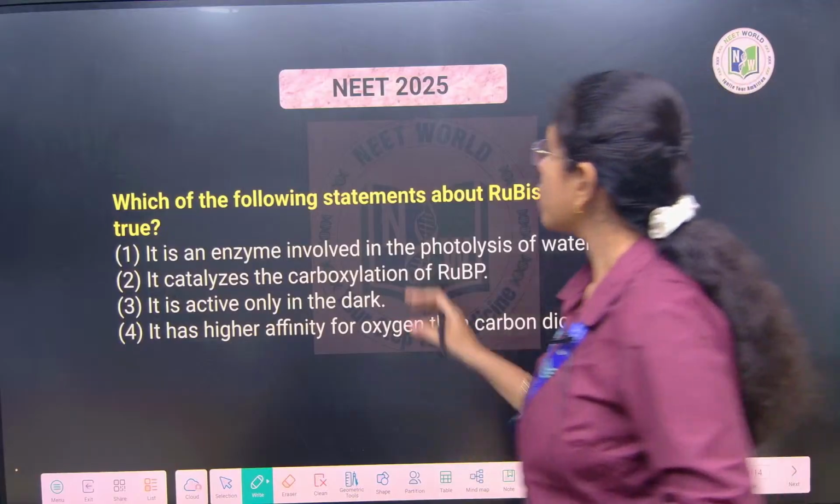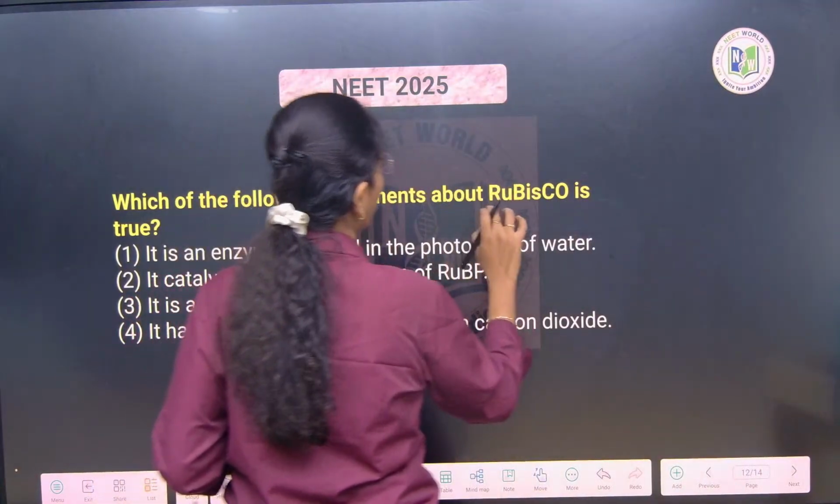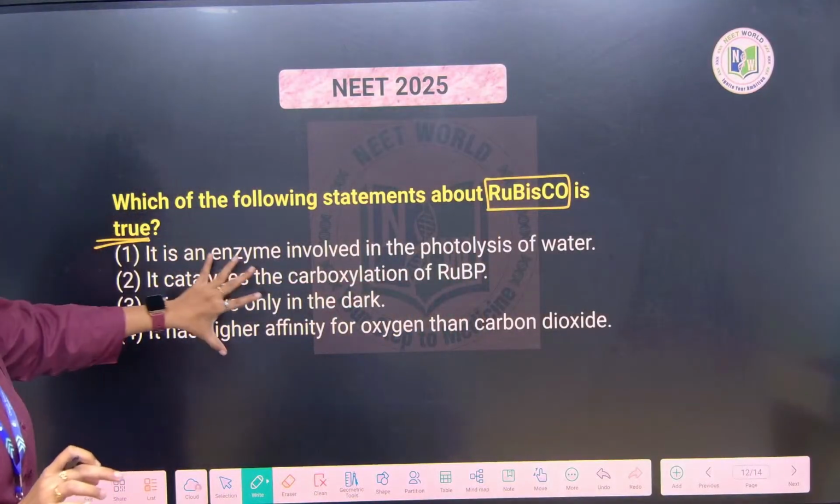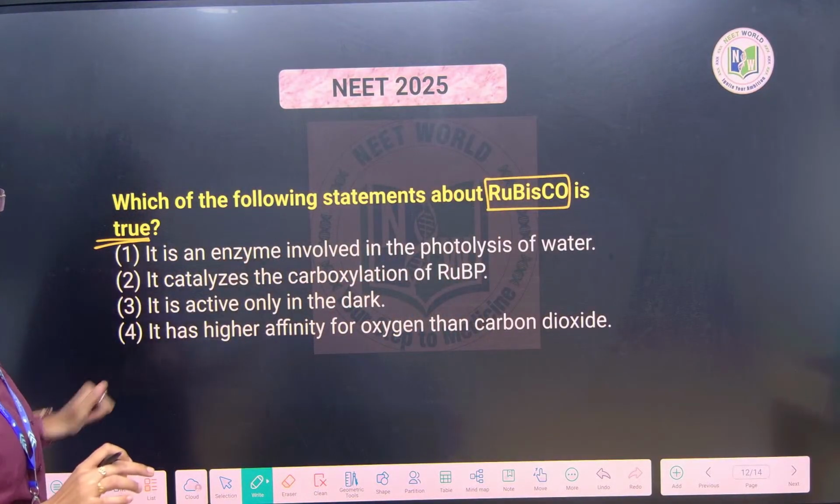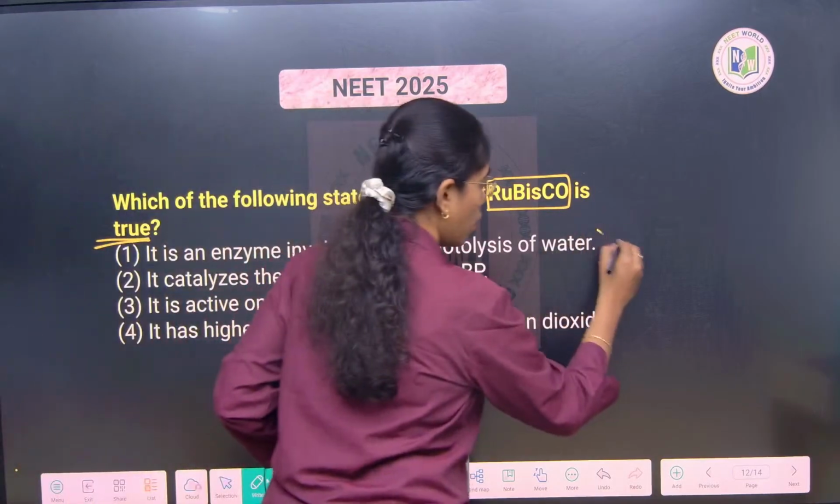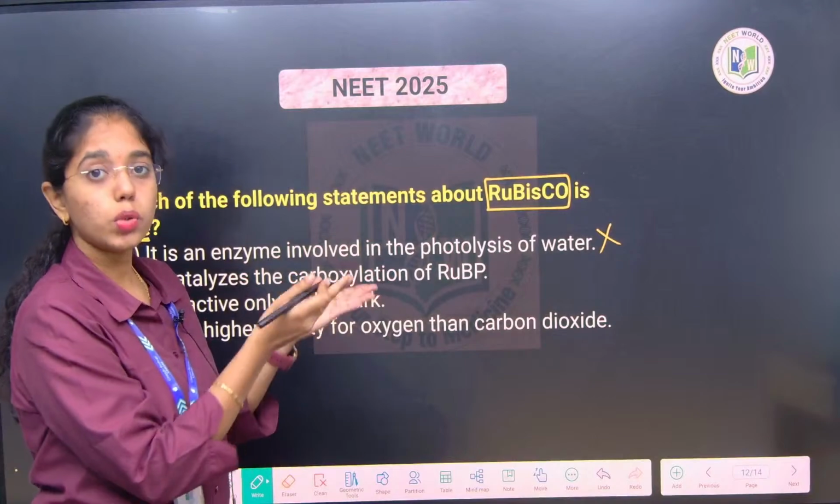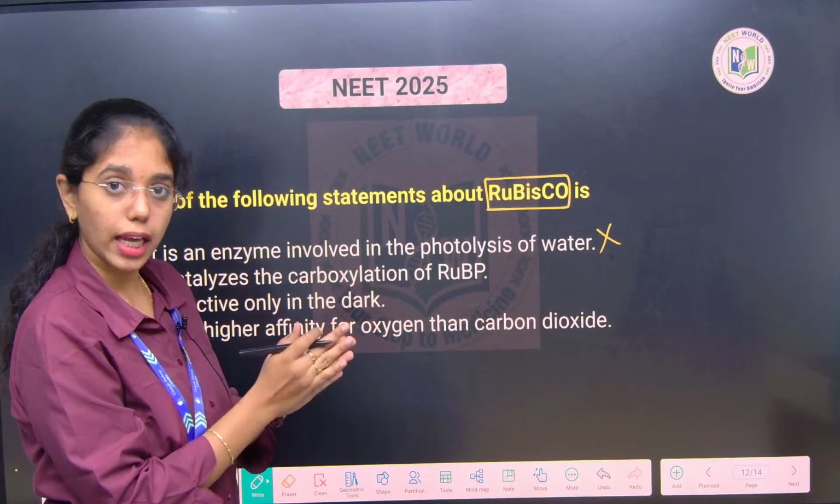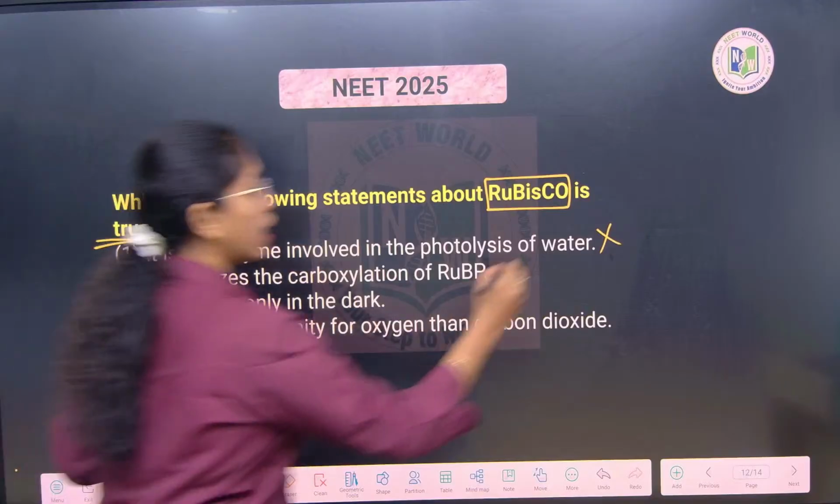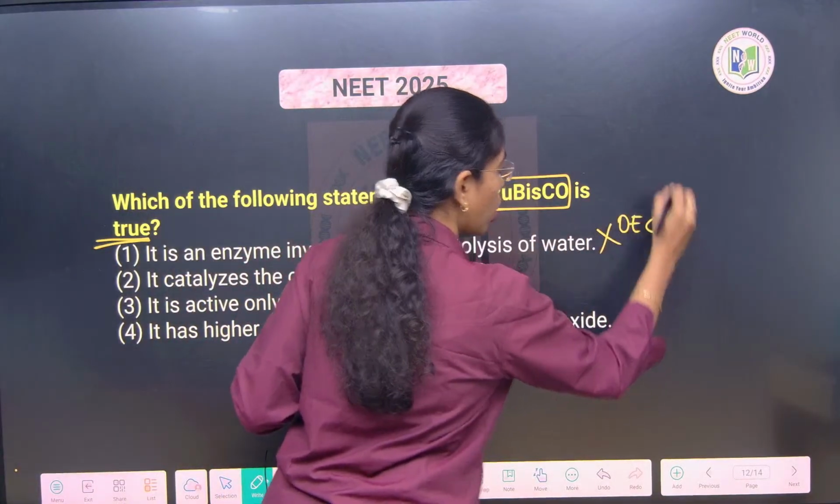Look at it. Which of the following statements about Rubisco is true? We need to identify the correct statement. It is an enzyme involved in photolysis of water? No. For photolysis of water, which is happening in the lumen of the thylakoid, there is no enzyme required. It requires only oxygen evolving complex.